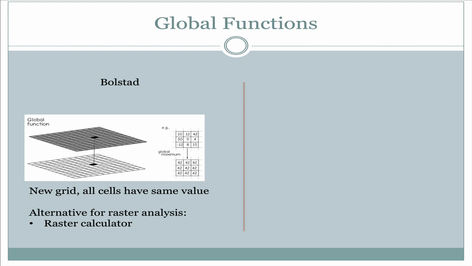However, there are other ways to do things besides having a new output grid where all grid cells have the exact same value. An alternative to this could be in ArcGIS Pro to just use a raster calculator. In this example, you could put in the global maximum as a constant and just say 42 minus the input grid, and you would get that same result.